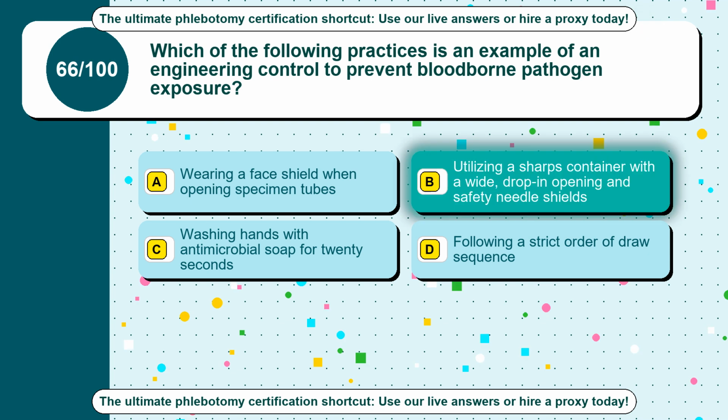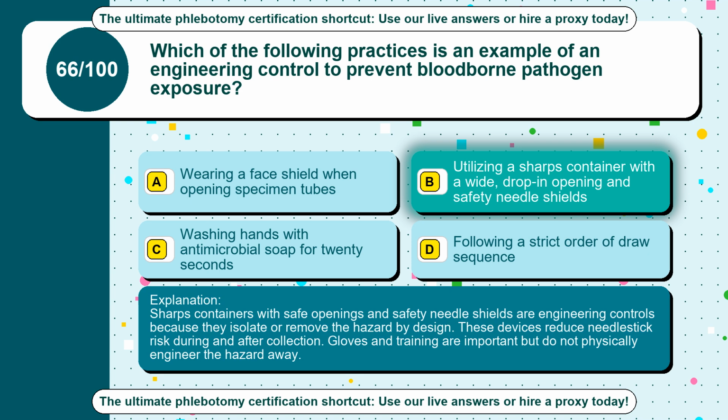The correct answer is option B, utilizing a sharps container with a wide, drop-in opening and safety needle shields. Sharps containers with safe openings and safety needle shields are engineering controls because they isolate or remove the hazard by design. These devices reduce needle stick risk during and after collection. Gloves and training are important but do not physically engineer the hazard away.